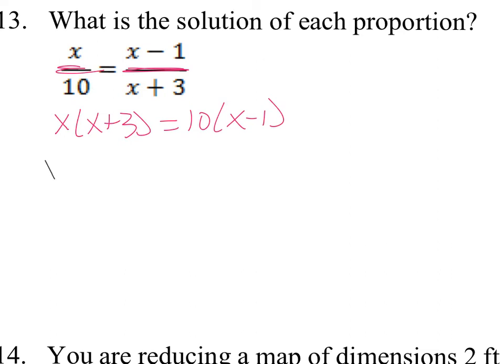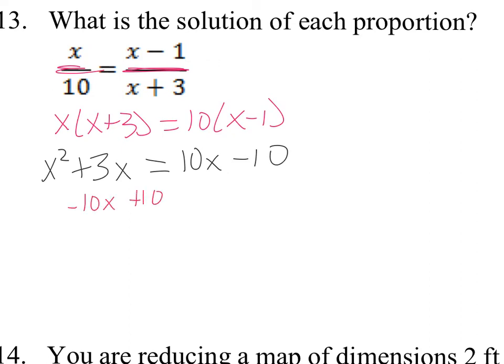So x times x is x squared. X times 3 is 3x equals 10x minus 10. Remember, you have to move everything over. So I'm going to subtract my 10x. I'm going to add my 10. So again, that's getting rid of these two over here. So I have x squared minus 7x, because 3x minus 10x is negative 7x, plus 10 is equal to 0.